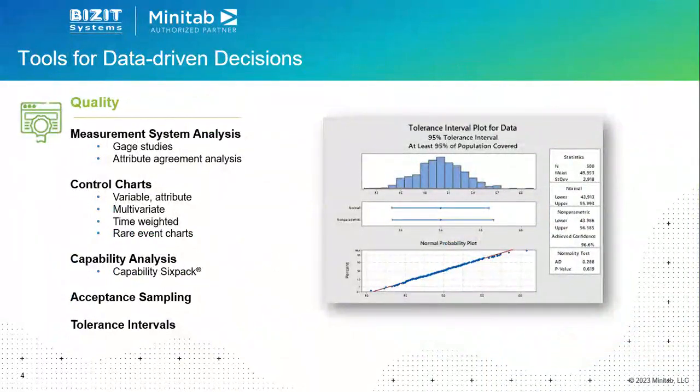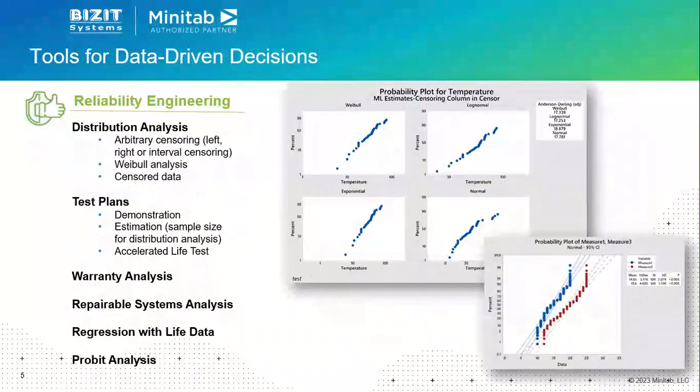So here are some of the tools available in Minitab Statistical Software itself. For example, for those coming from the quality side, we have things like MSA. I think we already covered MSA during the webinar in February. And then last month we covered the control chart. This month we cover capability analysis. But acceptance sampling and tolerance intervals we do not include in our monthly webinar sessions. Okay, and then we have reliability engineering, also available in Minitab Statistical Software.